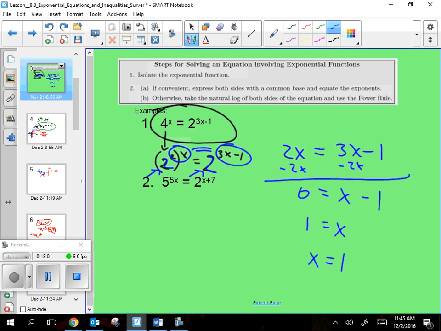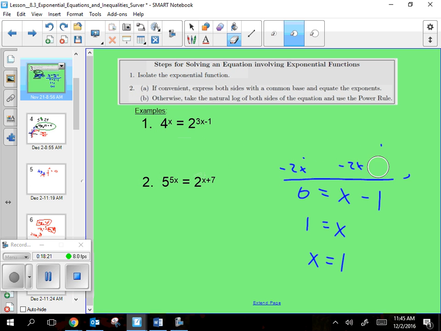How do I know that works for sure? Well, I put in a 1 right here and a 1 right here. I'll end up with 4 to the 1 is 4, equals 2 to the second, and 2 to the second is 4. So yeah, 1 works. All right, I did that by making the bases the same.